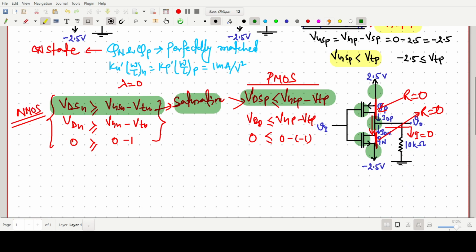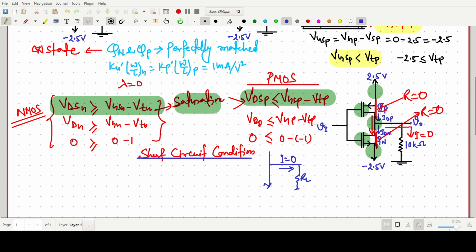In this case, we sometimes call it the short circuit power dissipation condition. In this short circuit condition there will be direct current flow, and there will be no current in this direction, in the RL side. So the short circuit current flows from P to N, and both are in the saturation region.